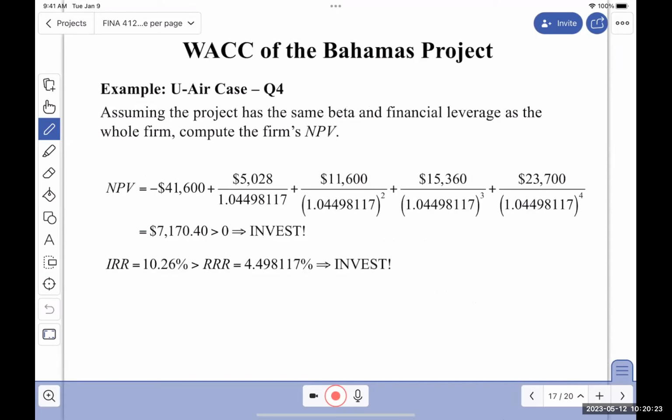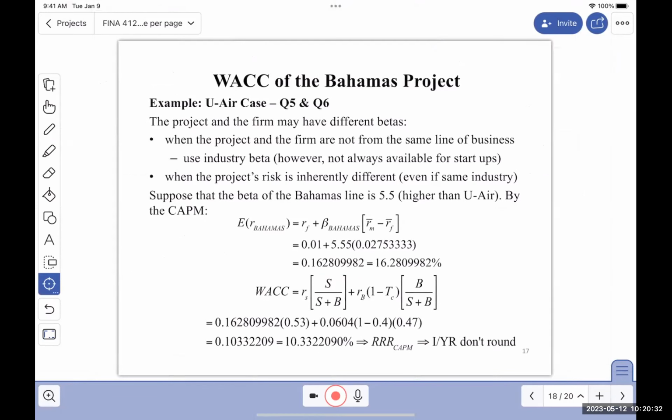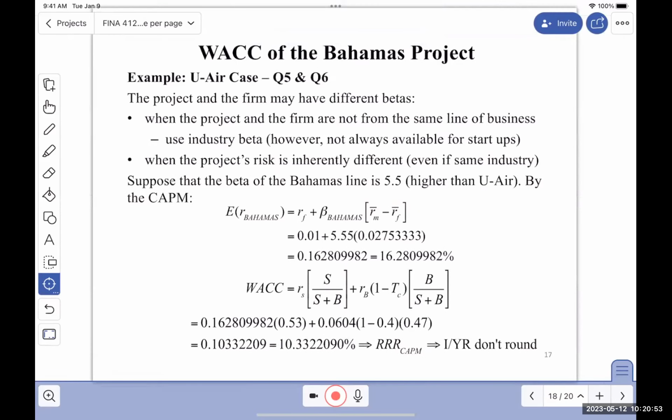All right, this will be the 5th estimate. What if the Bahamas project is more risky than UAIR? UAIR, remember, the beta was 1.552. What if we estimate, I actually put in the case 3.5, but then I calculate, what if we think it's really much higher? We go back, we look at other firms, other airlines that are going to Bahamas exclusively, and we put all that data together and calculate their beta. And we make some other considerations, and we say, okay, the beta of actually going to the Bahamas is 5.5. It's very risky.